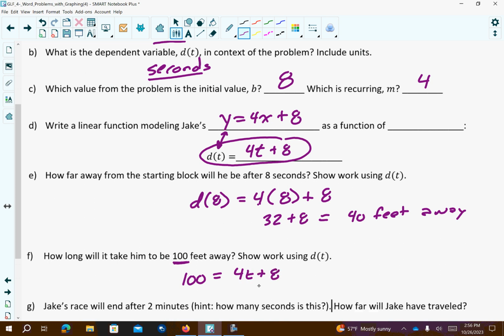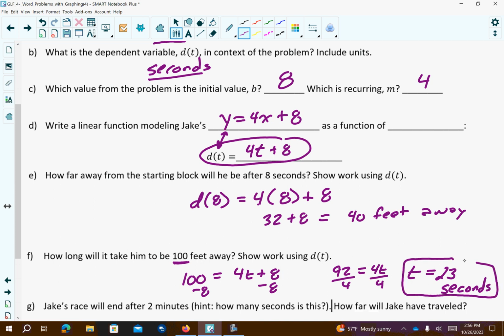So let's solve for t. Subtract 8 from both sides. That's going to give me 92 equals 4t. Divide both sides by 4. So t is going to be equal to, if you go 92 divided by 4 on your calculator, comes out to 23. So for him to be 100 feet away, it would have taken him 23 seconds of swimming in the pool or the lake.